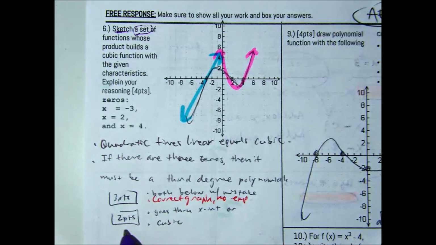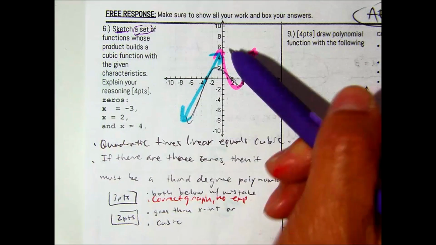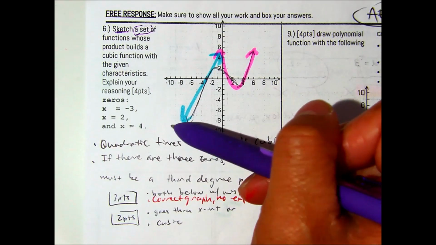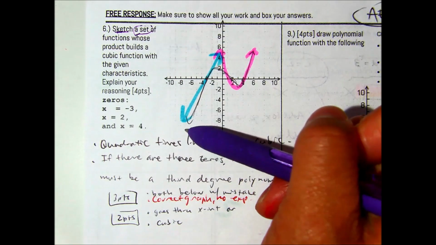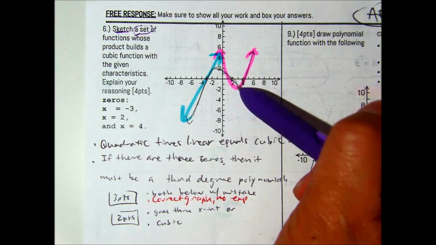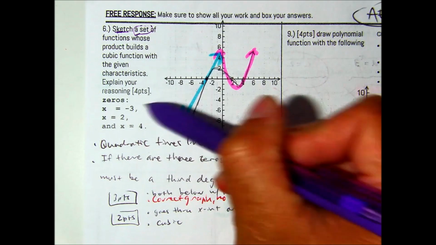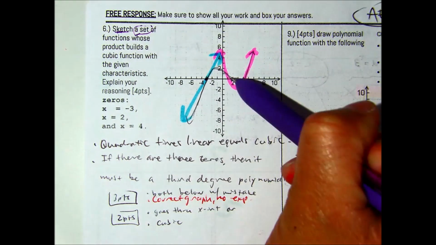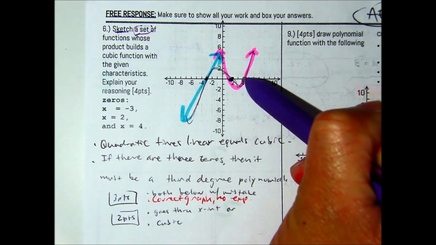If you did that, I only gave you 2 points out of 4. How did you get 3 points? To get 3 points, you would have to have drawn 3 linear equations or 1 linear and 1 quadratic that goes through x equals -3, x equals 2, and x equals 4.